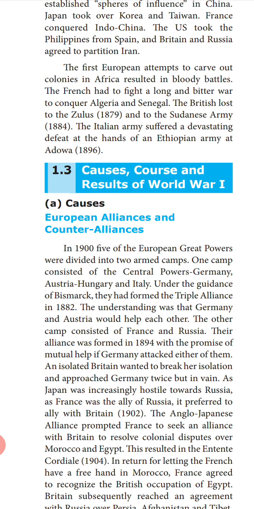The understanding was that Germany and Austria would help each other. Suppose, what was the understanding?